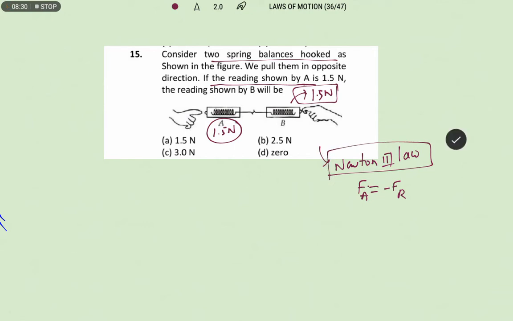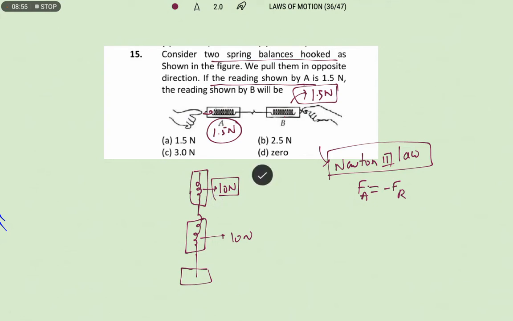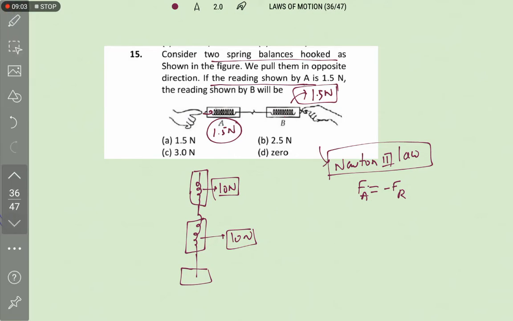So if a single balance reads 1.5 Newton, the other balance which is attached to it also measures 1.5, even when they are hanging from a rigid support like this. If they are hanging from a particular support, and spring 1 measures, suppose, 10 newtons, then spring 2 also measures 10 newtons, which means to every action there is an equal and opposite reaction. Based on that concept, this question is framed.